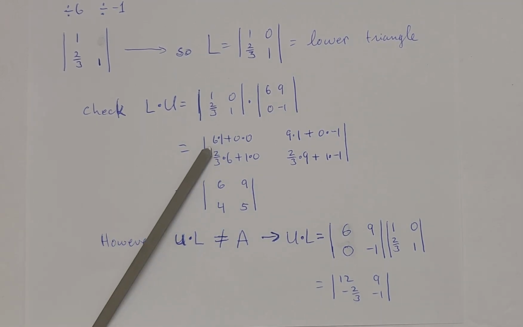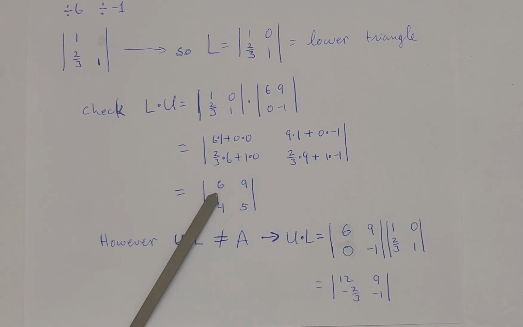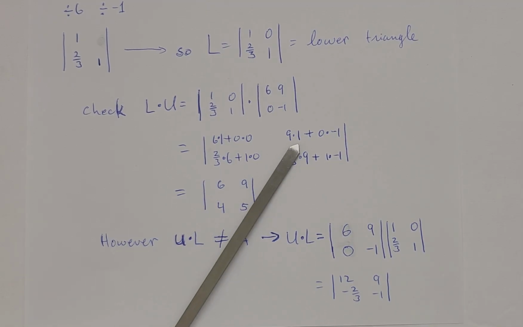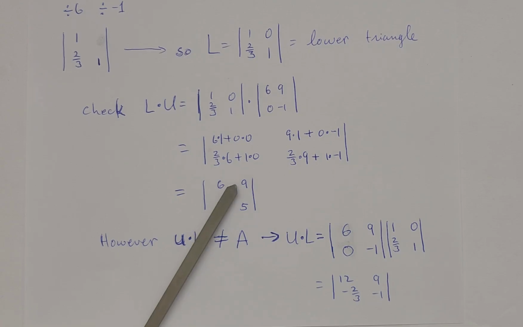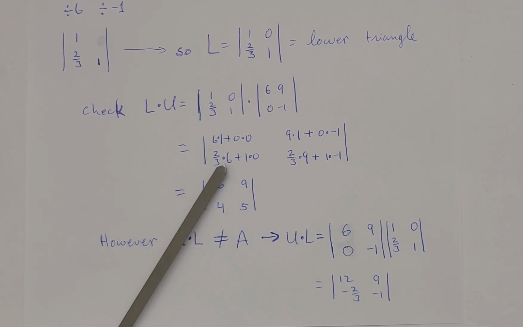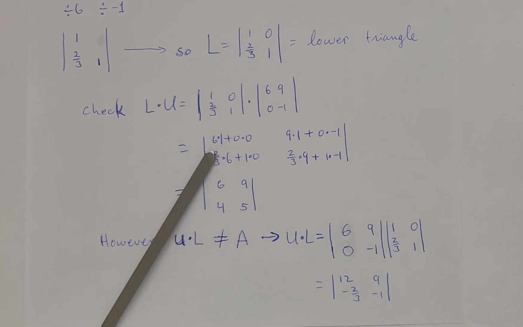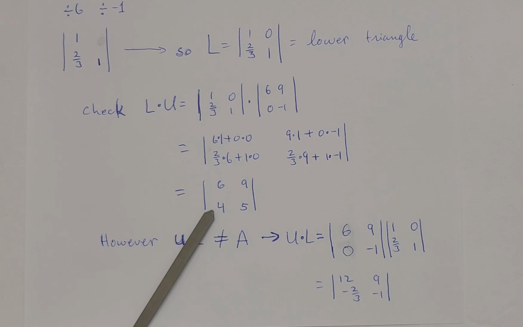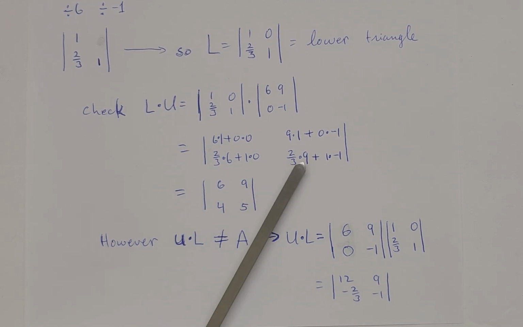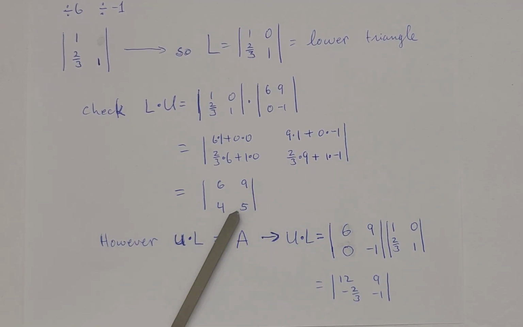So 6 times 1 is just 6, so 6 plus 0 is 6. 9 times 1 is 9, subtract 0 will just be 9. Right here, 2 times 6, which is 12. 12 divided by 3 will give me a 4, plus 0, so 4. 2 times 9 will be 18. 18 divided by 3 will be 6. 6 subtract 1 will give me this 5.